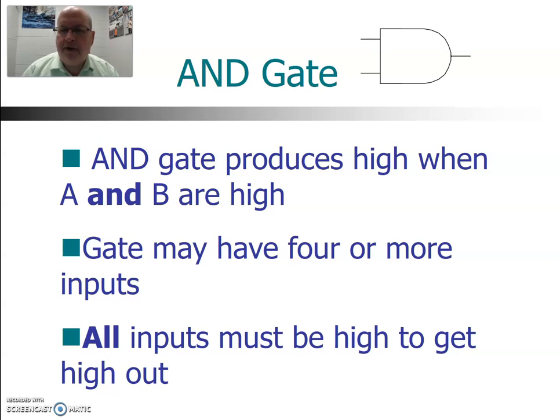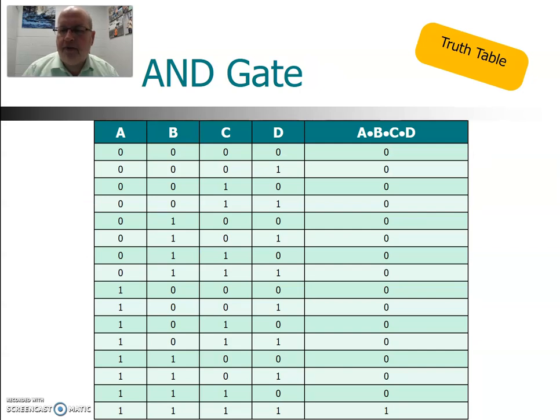But this really follows through when you have more than 2 inputs, and it's possible to have pretty much any number of inputs on an AND gate. 2 are common, 4 are also common. So in order to get a high on the output, all inputs must be high. We can illustrate that with a larger truth table, and you can see that all of the outputs are low, or logic 0, with the exception of the last one where we have a 1 on every input, A, B, C, and D. All the inputs are high, then we get a high on the output. Any other case, we get a 0 on the output, or logic low.